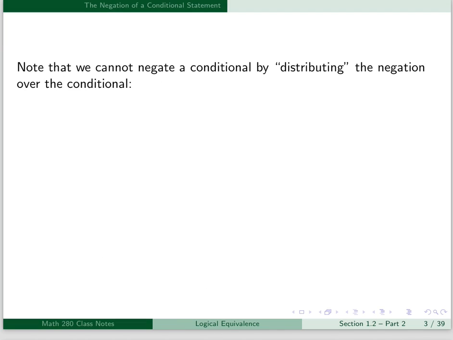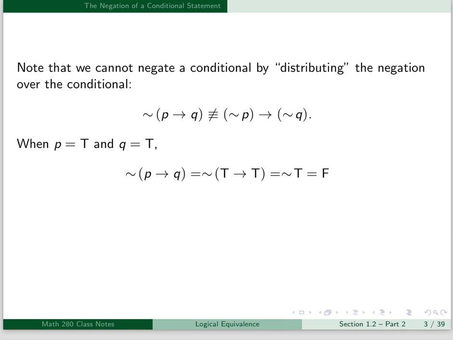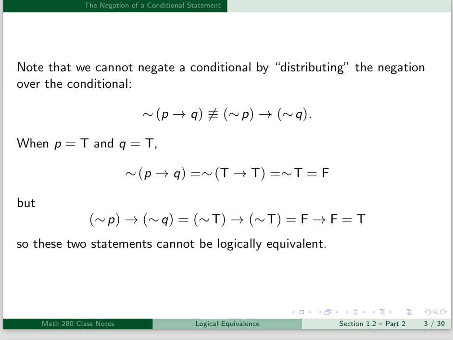Note that we cannot negate a conditional by distributing the negation over the conditional. Not P implies Q is not logically equivalent to not P implies not Q. For instance, when P and Q are both true, not P implies Q will be not true implies true, which is not true, which is equal to false. But not P implies not Q will be not true implies not true, which is false implies false, which is true. So these two statements have different truth values, so they cannot be logically equivalent.